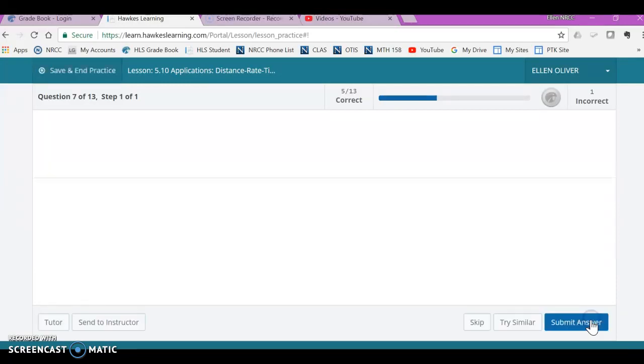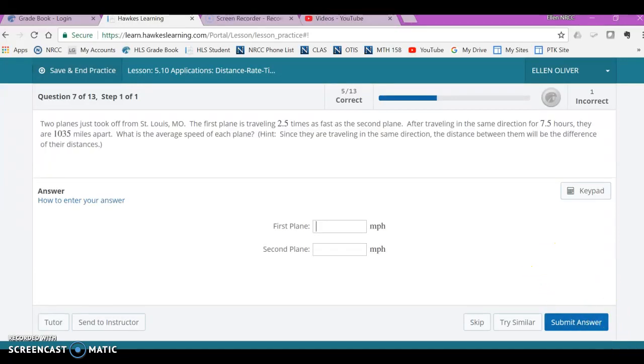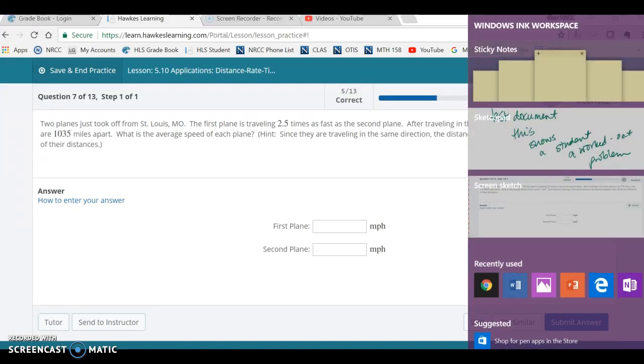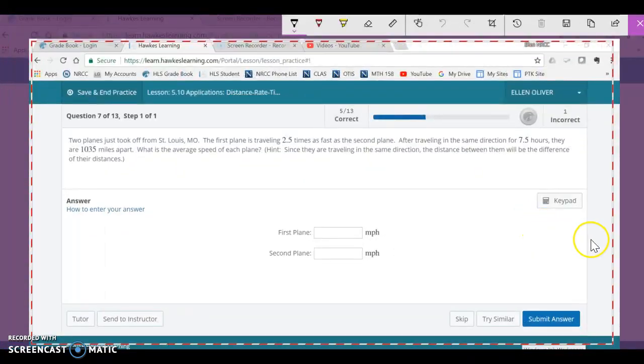All right, I think we have time for one more. This is another distance, rate, time problem. 2 planes took off from the same place. They're going in the same direction. So their little diagram is going to look like this. Okay. The first plane is traveling 2.5 times as fast as the second plane. So let's let the second plane be X.